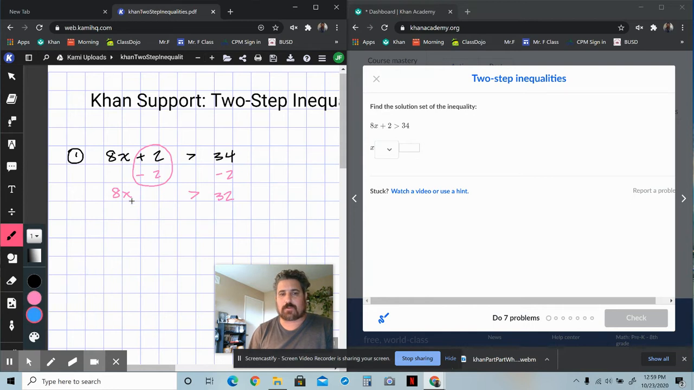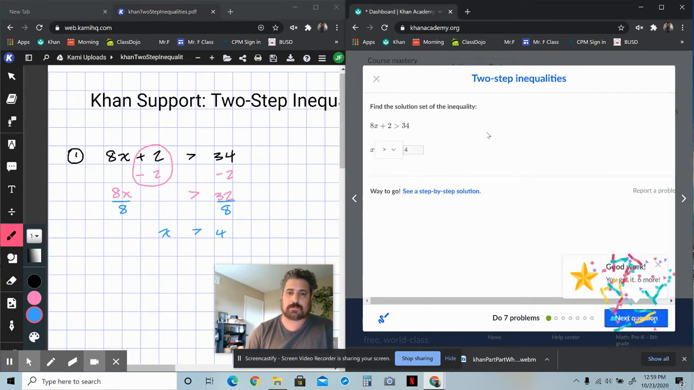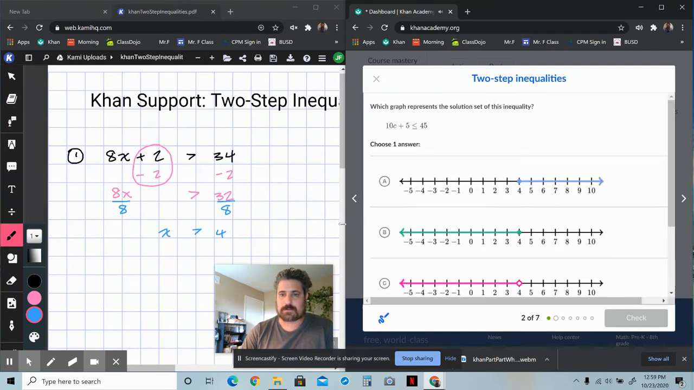At this point, you're going to want to get the variable by itself. So how do you undo times by 8? Divide by 8. So you're going to divide both sides by 8. You're going to get 1x is now greater than 32 divided by 8, which is 4. So the answer is x is going to be all things greater than 4. So 5 would work, 10 would work, a million would work. So what are you going to write here? x is all things that are greater than 4. So greater than 4, and then enter. That's it. Let's do the next thing.